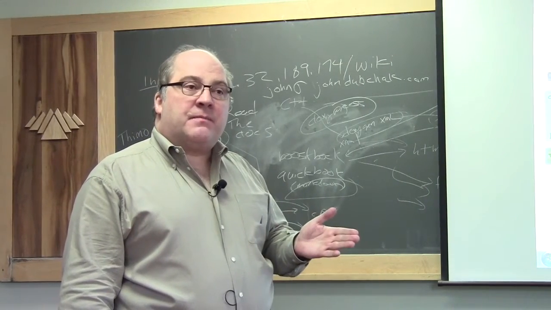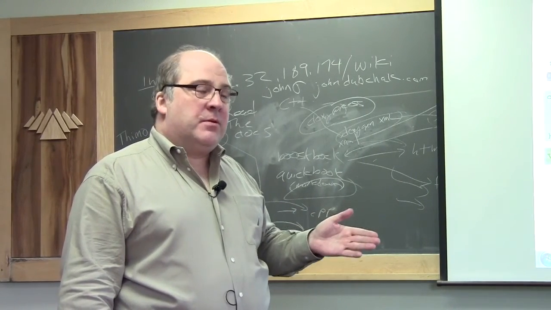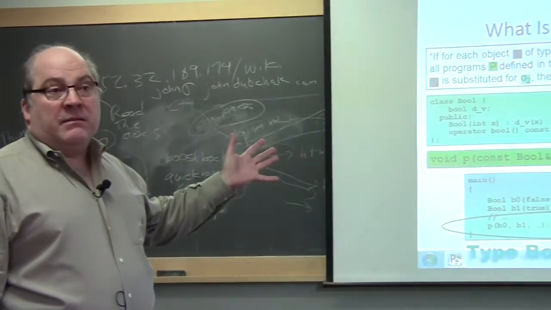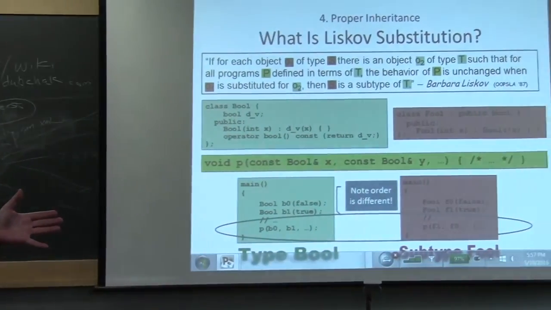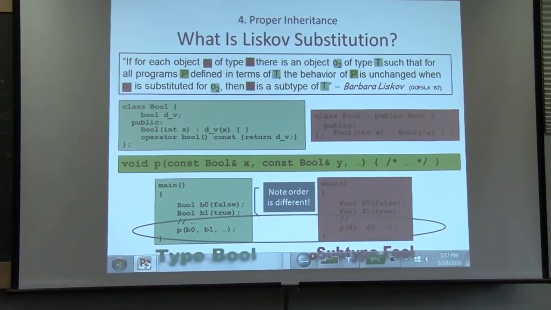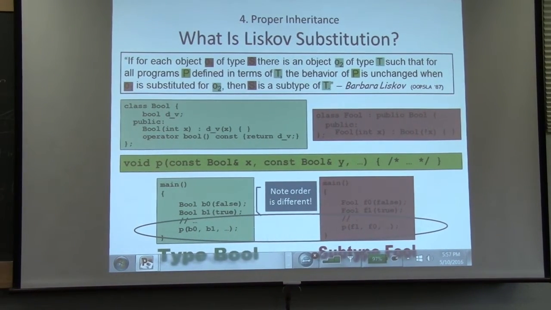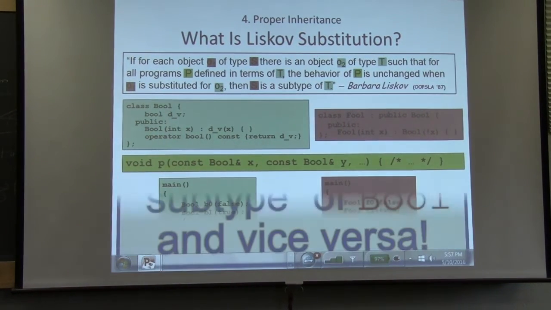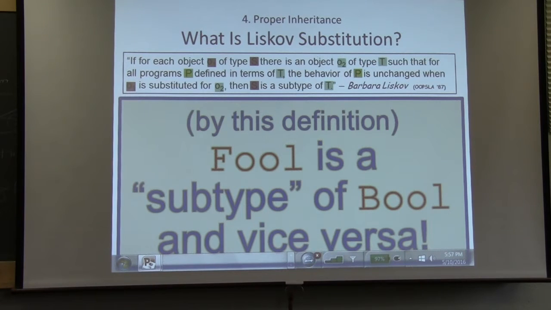But then bool is a subtype of fool, fool is a subtype of bool. It's the same thing. But that's not C++ inheritance. So when people tell you, well, Liskov substitution, it's all good. Huh? Okay. So that's disturbing.